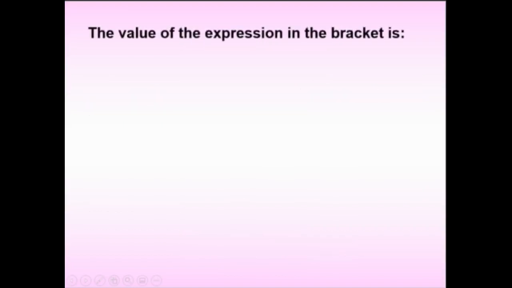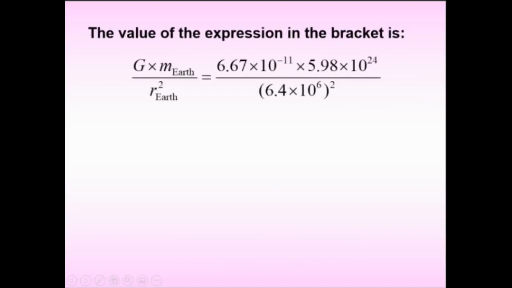Okay, so here is the value. Go ahead, come on. The value of the bracketed expression, only the bracketed expression: G is 6.67 times 10 to the negative 11. Mass of the Earth to 3 sig figs is 5.98 times 10 to the 24. And finally, the radius of the Earth in meters, 6.4 times 10 to the 6, or 6,400,000 meters, to a power of 2.